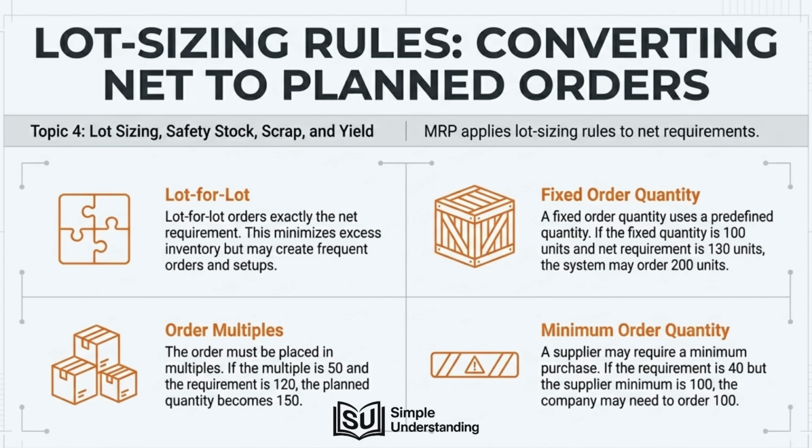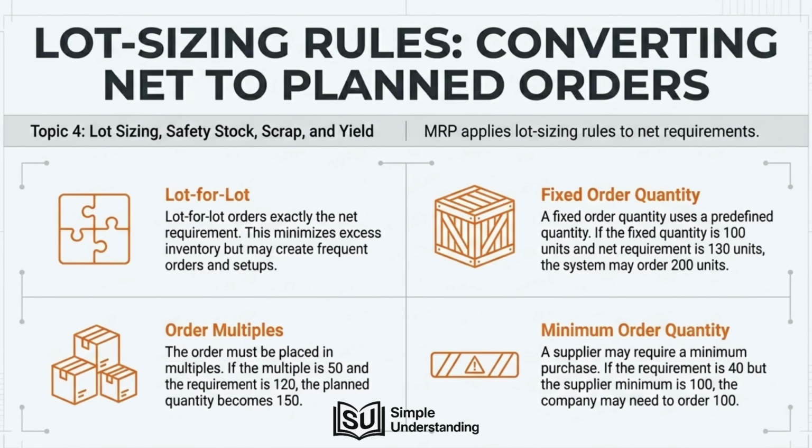Topic 4. Lot sizing, safety stock, scrap, and yield. MRP applies lot sizing rules to net requirements. Lot for lot. Lot for lot orders exactly the net requirement. This minimizes excess inventory but may create frequent orders and setups. Fixed order quantity. A fixed order quantity uses a predefined quantity. If the fixed quantity is 100 units and net requirement is 130 units, the system may order 200 units.